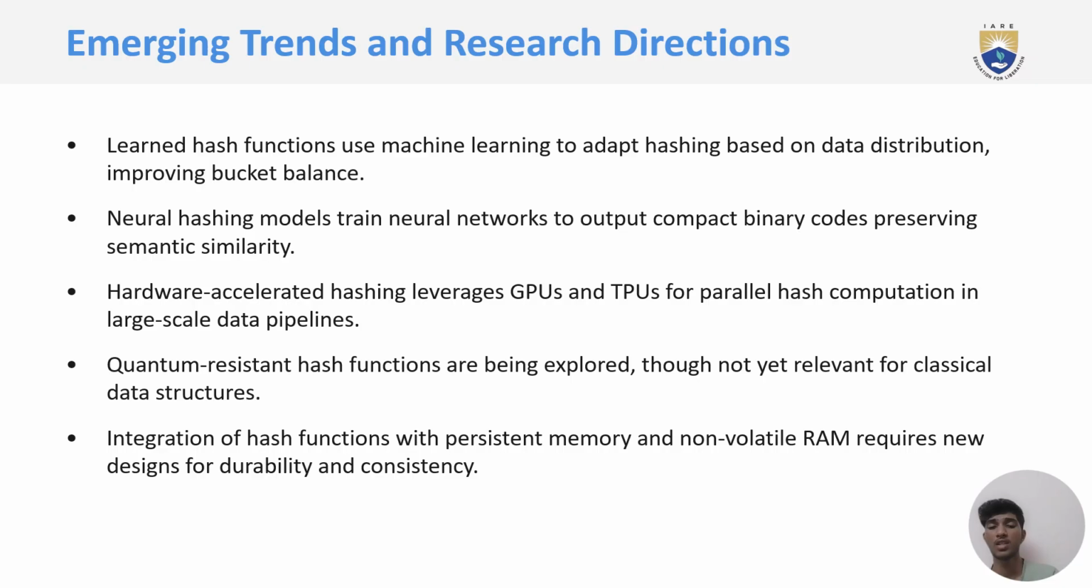Emerging trends and research directions. New research is exploring learned hash functions, where machine learning models help generate better hash mappings. Neural networks can also produce compact binary codes for similarity search. Modern systems are exploring hardware acceleration using GPUs and TPUs. Researchers are studying hashing methods suitable for new memory technologies. These innovations are helping improve performance in large scale computing systems.